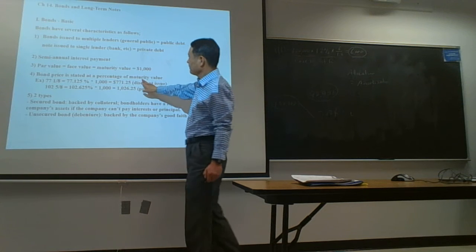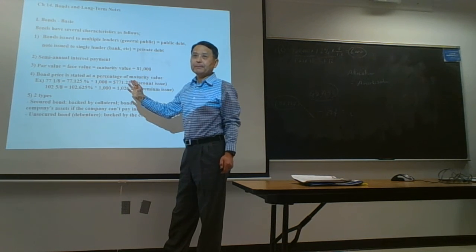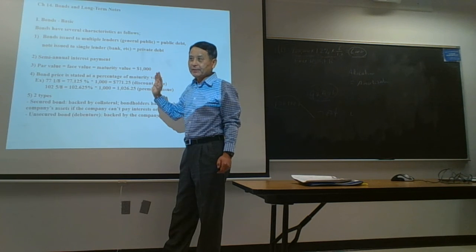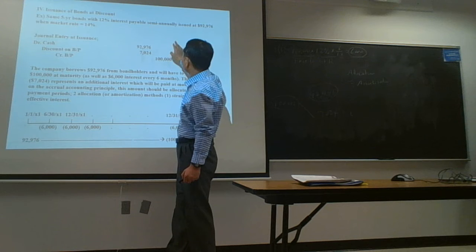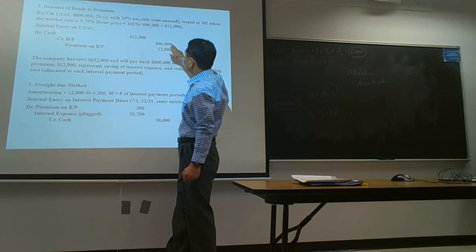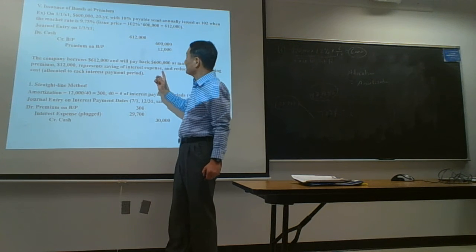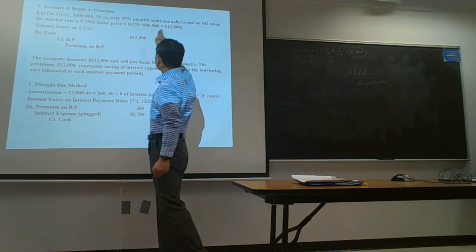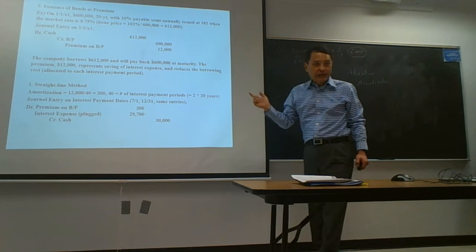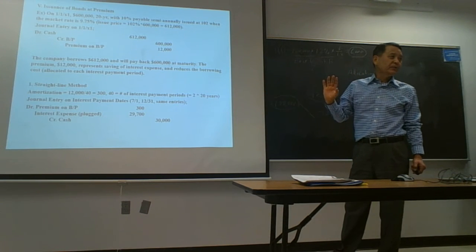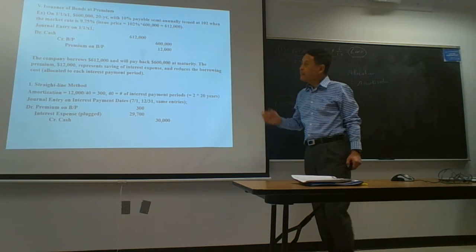Right over here, bond price is stated as a percentage of maturity value. The percentage is 102. So 102% of the maturity value, $600,000, is $612,000. So the price, or present value, is given.